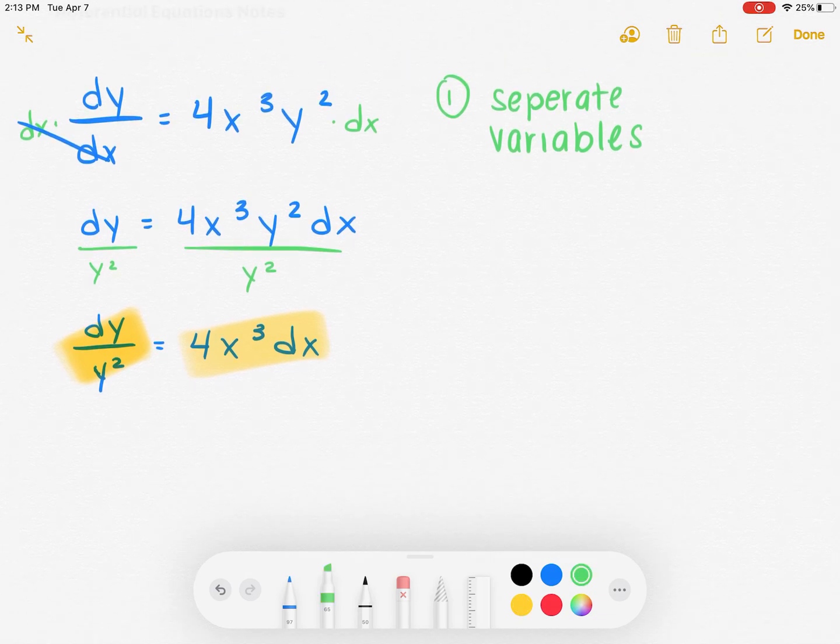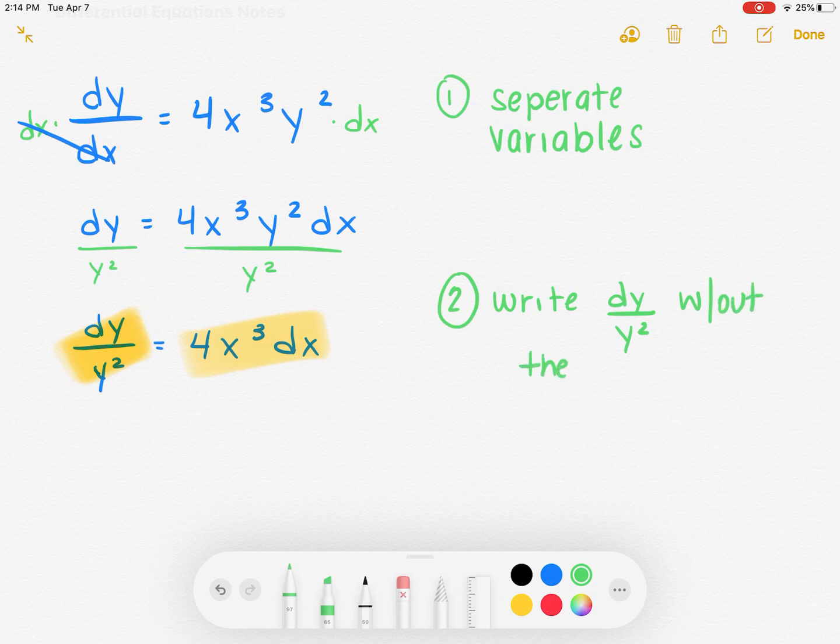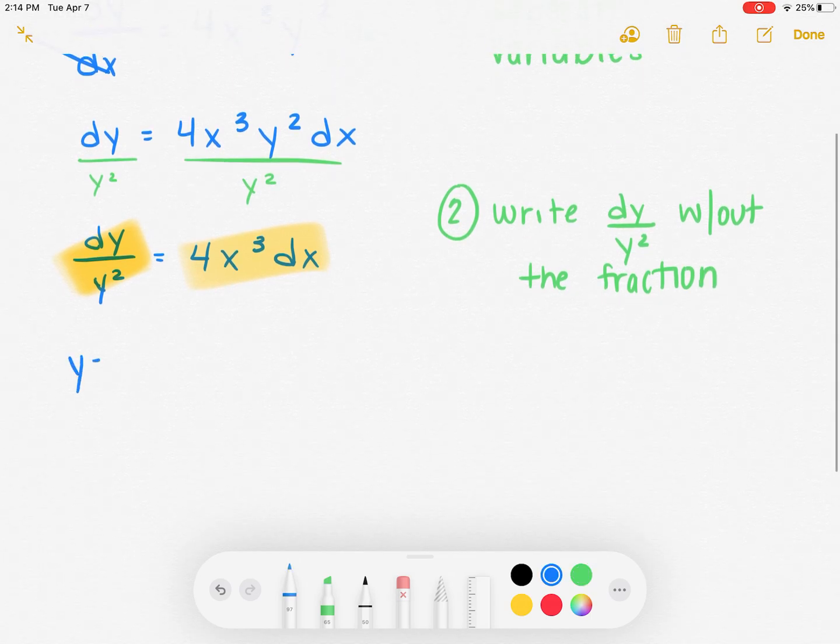So my next step is going to be to write dy over y squared without the fraction. So I'm going to bring that y squared up, which means I'm just going to make it y to the negative 2 dy equals 4x cubed dx.